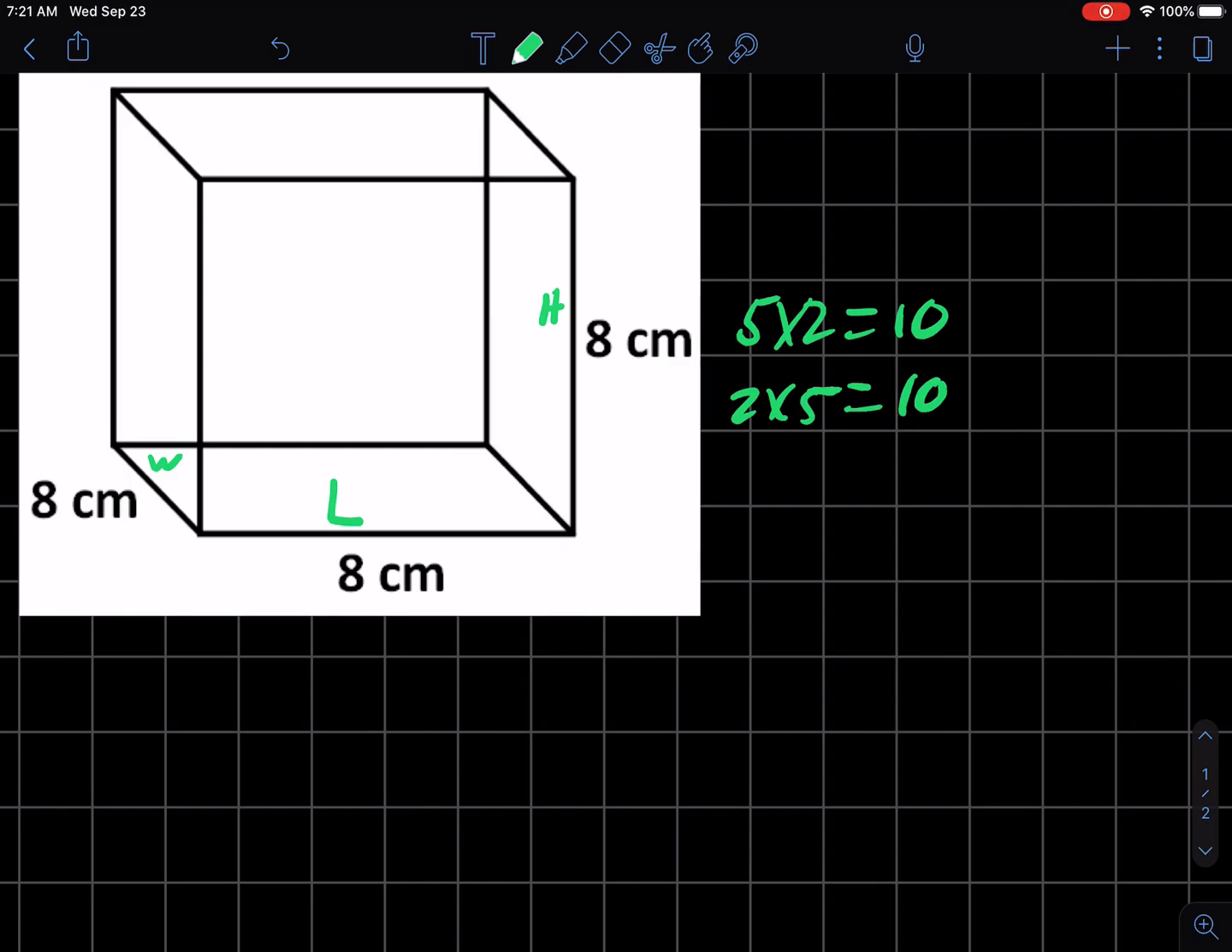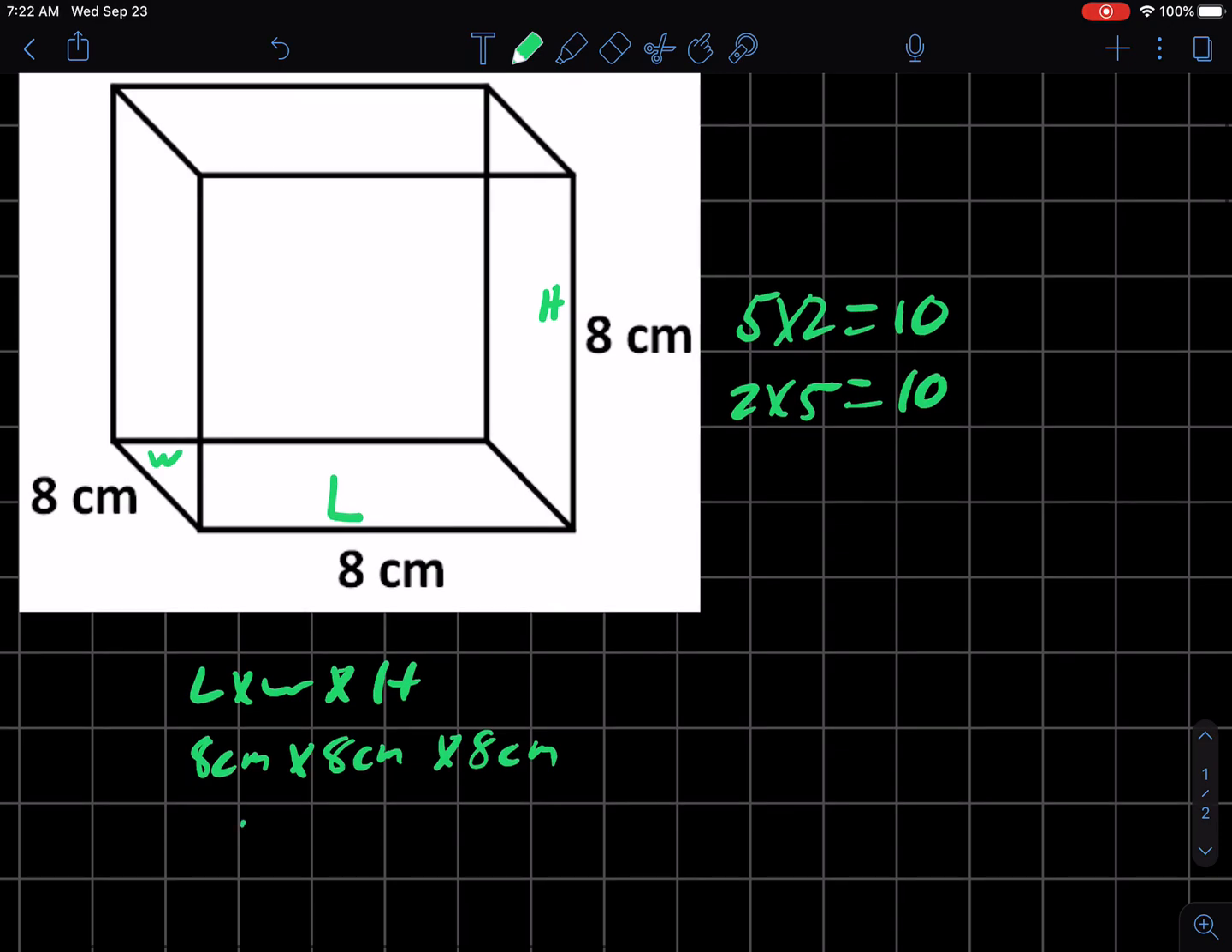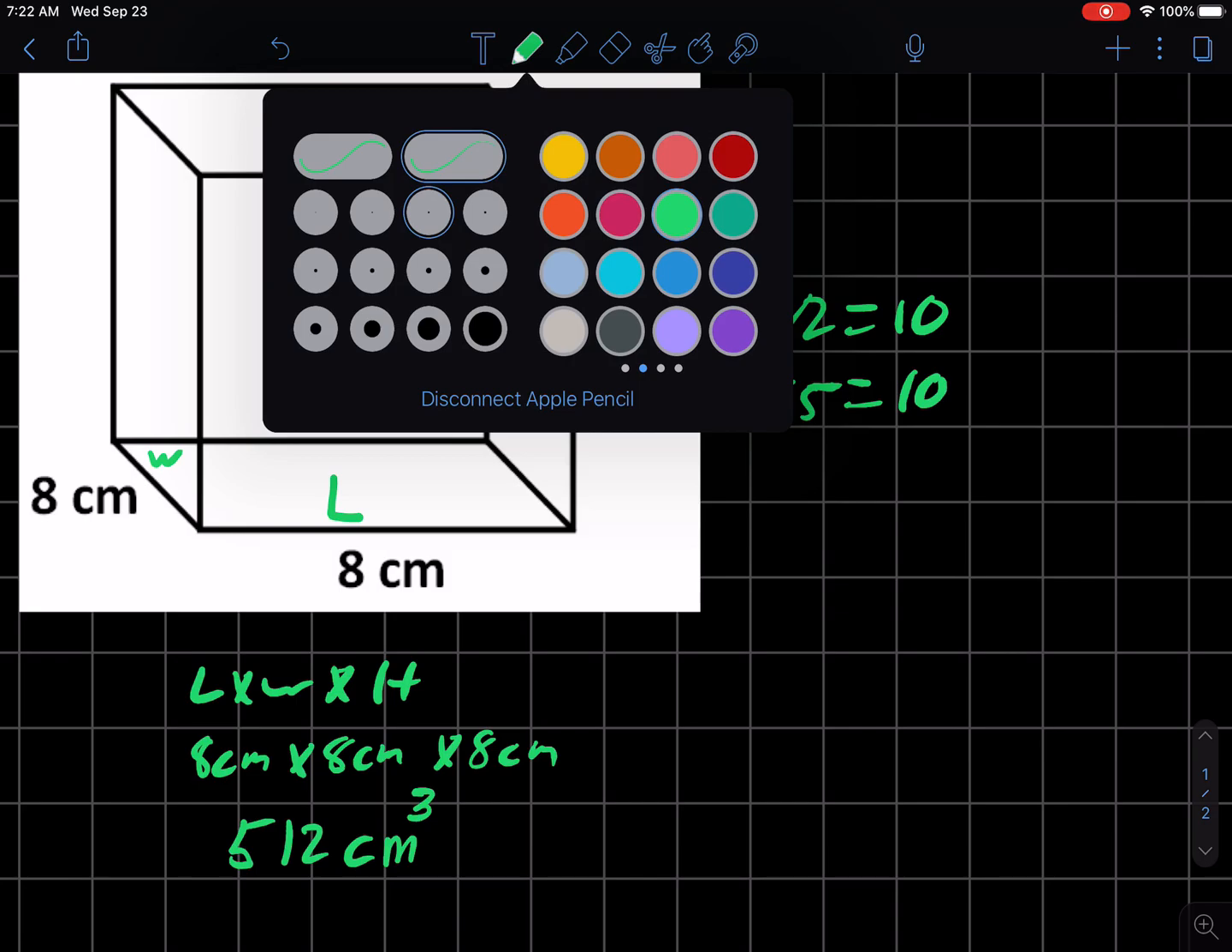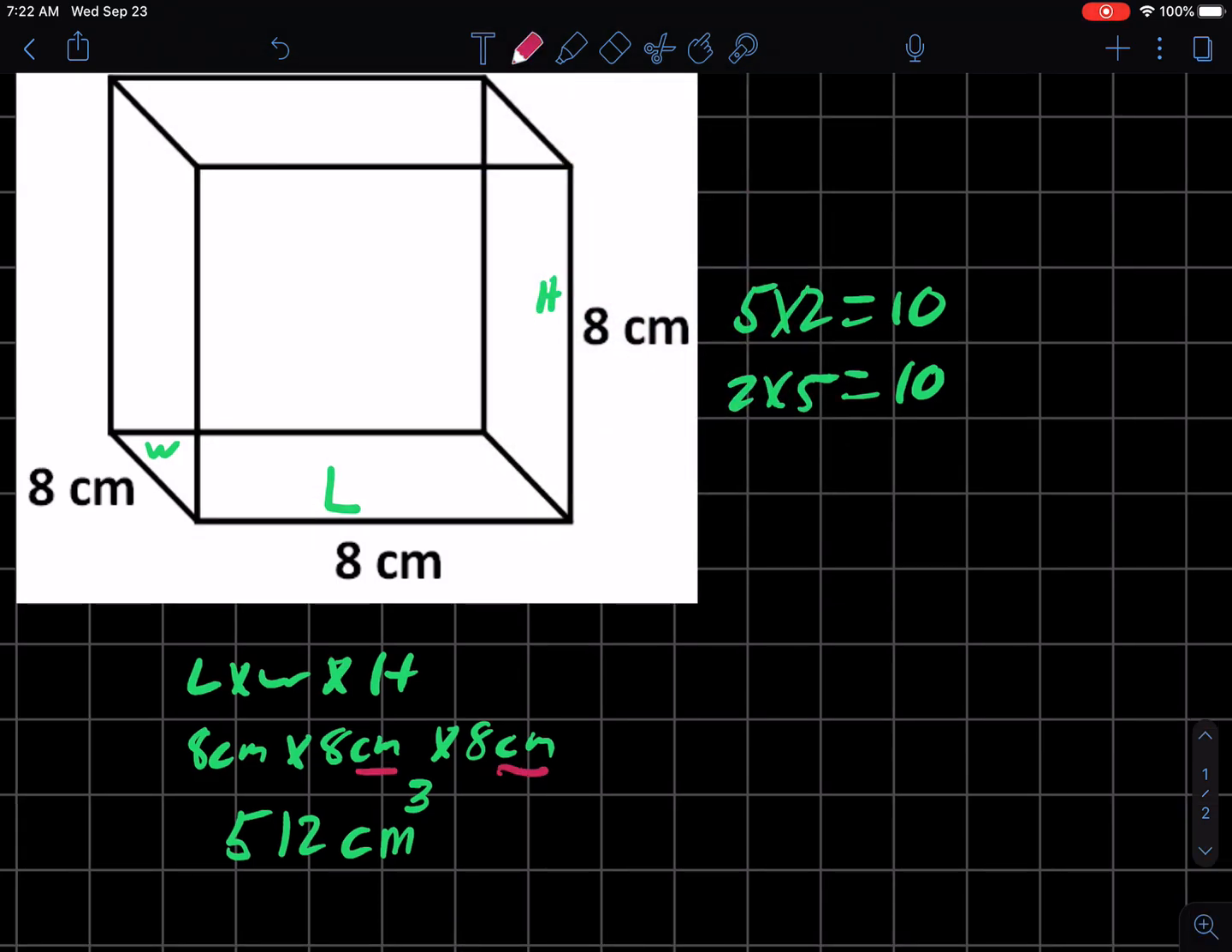The biggest thing is, when you go to write down your answer, you need to make sure that you have the correct units and that you write it properly. In this example, when you take length times width times height, you get 8 centimeters times 8 centimeters times 8 centimeters. There are no decimals here, so you don't need to add decimals in. You just come up with this whole number of 512, then you need to add the correct unit. Centimeters cubed would be the correct unit, and it's cubed because of centimeters times centimeters times centimeters.